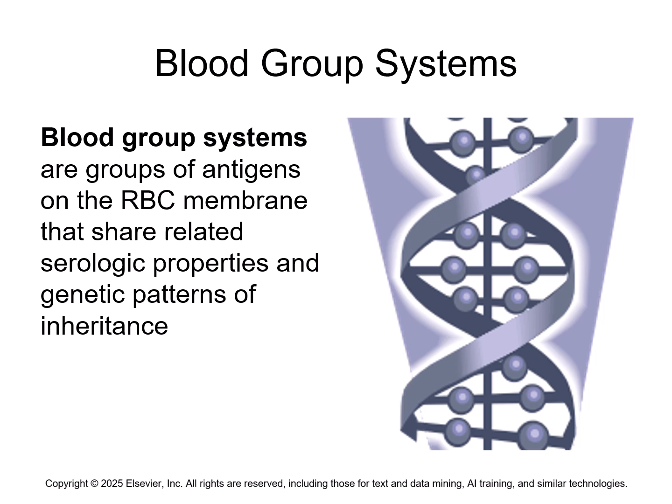Blood group systems are groups of antigens on the red cell membrane that share related serologic properties and genetic patterns of inheritance. An example of a blood group system that we've talked about already is the ABO blood group system.